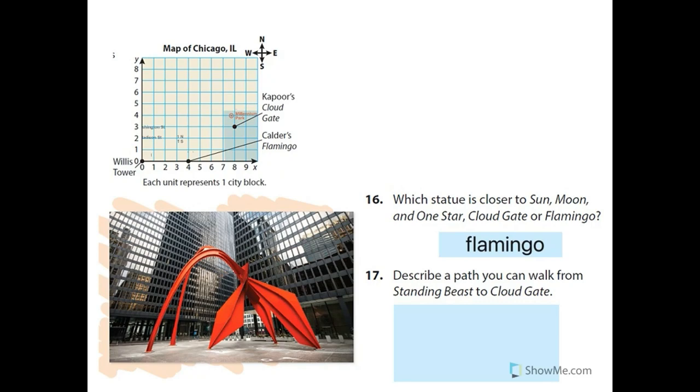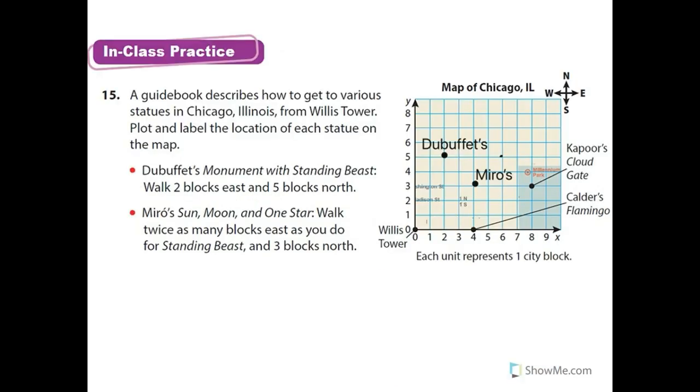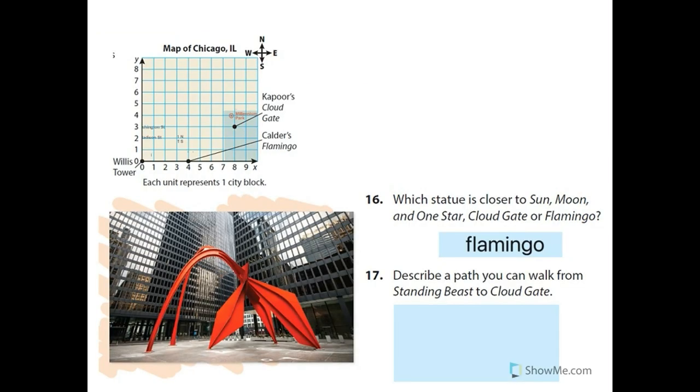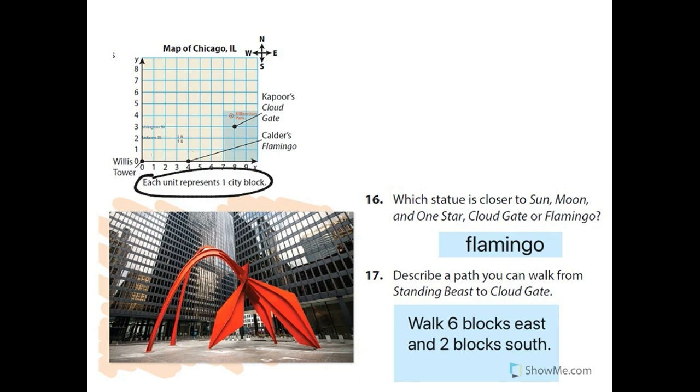So 17 wants us to describe a path you can walk from Standing Beast to Cloud Gate. So let's go back there. Standing Beast is right here. Cloud Gate is right here. And we would need to go this way and that way. So what would we say? Well, here's what I'm going to say. Walk 6 blocks east and 2 blocks south. Right? Because each unit represents one city block. So if the Standing Beast was here at 2 and 5, we'd go 6 east, 2 south.